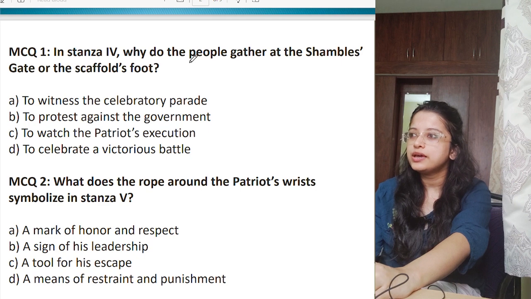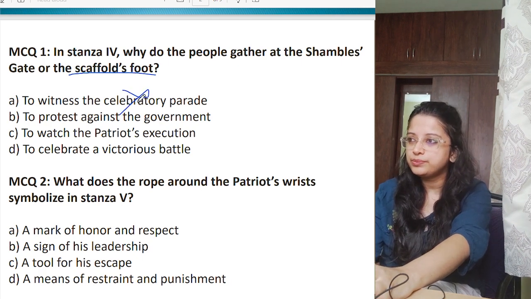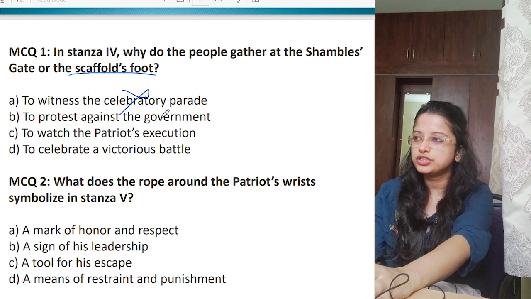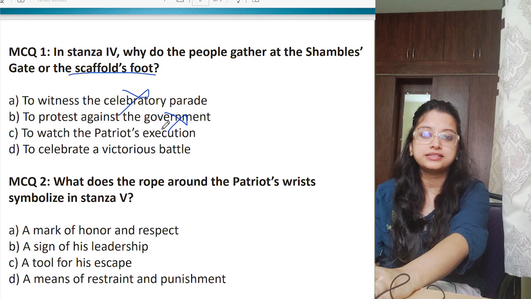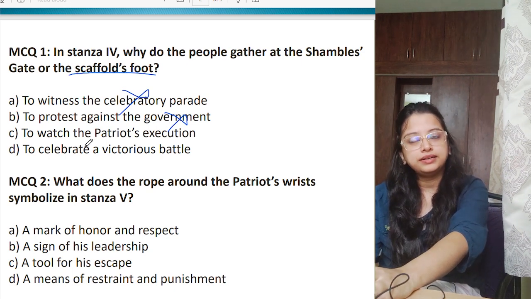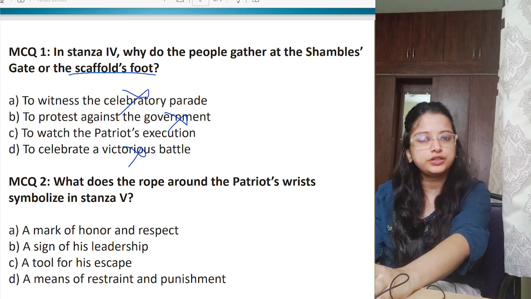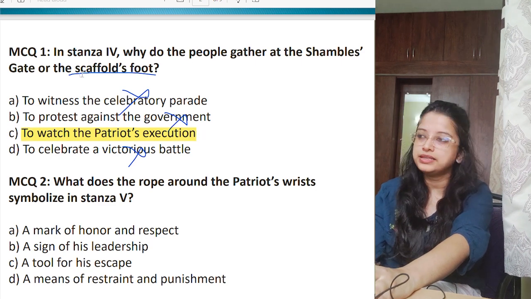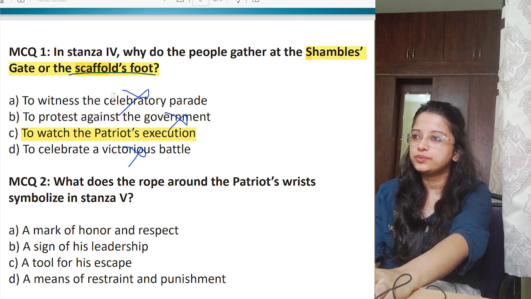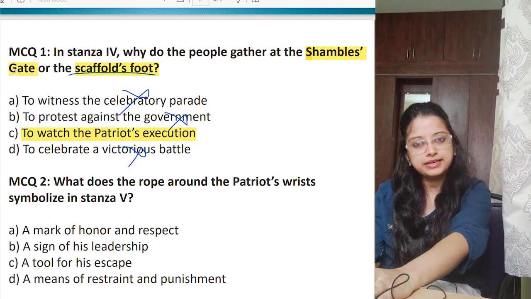First MCQ, let's see. In stanza 4, why do the people gather at the shambles gate or the scaffold's foot? Why are they there? To witness the celebratory parade? No, it was not a celebration. To protest against the government? They were not protesting against the government. They were protesting against their leader. To watch the Patriots' execution, to celebrate a victorious battle. Here victorious is not the right word. So to watch the Patriot being executed, that is why they went to the scaffold's gate, they went to the shambles gate to wait there and see their Patriot being executed, right?